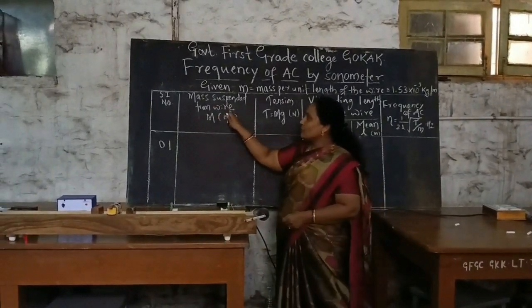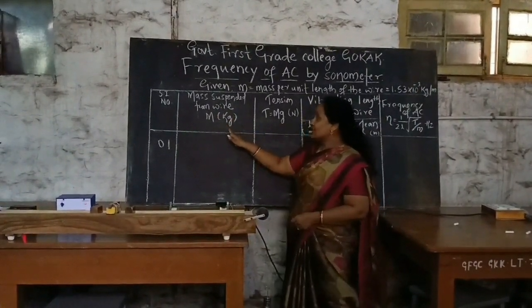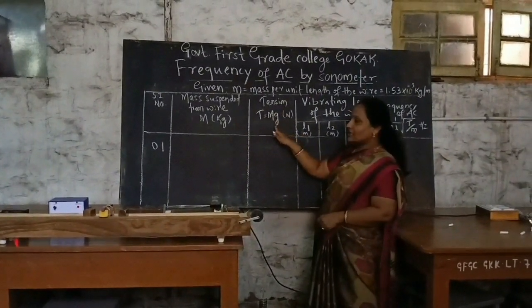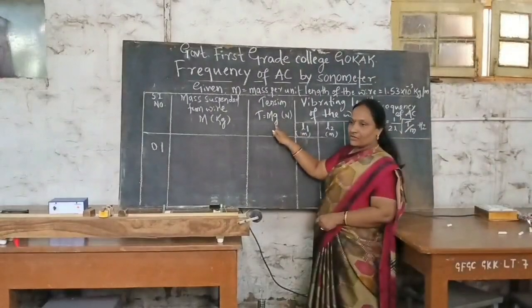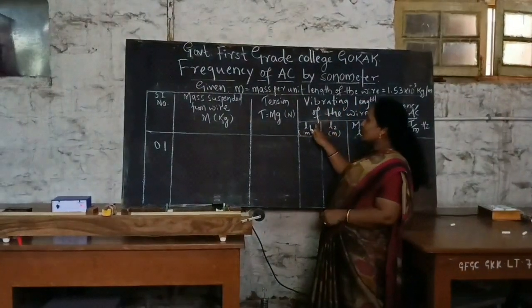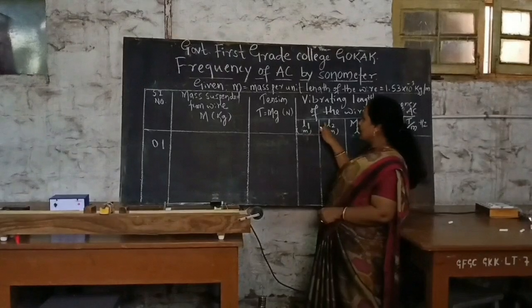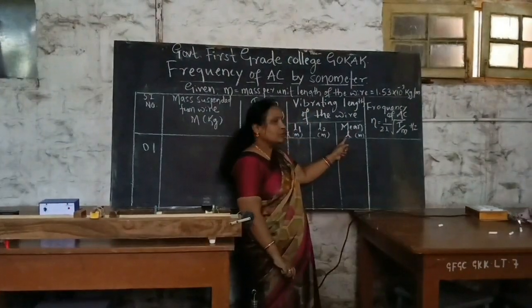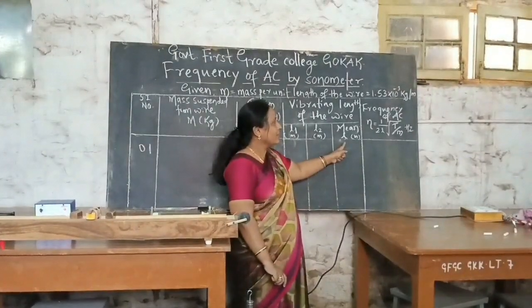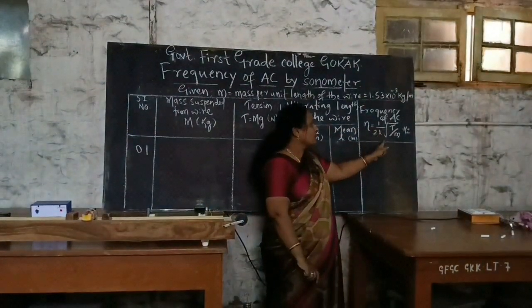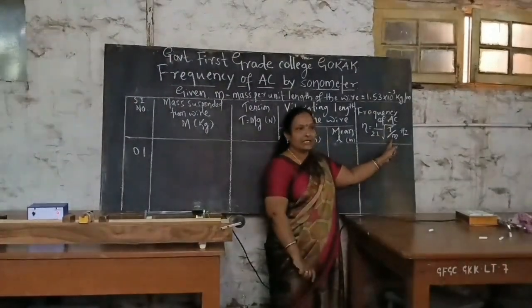Mass suspended from the wire, capital M, kg. Tension, capital T, is equal to capital M into g, where g is acceleration due to gravity at the given place. Vibrating length of the wire, L1 and L2, and mean L is equal to L1 plus L2 divided by 2. Frequency of the AC, N, is equal to 1 by 2L root T divided by m in hertz.